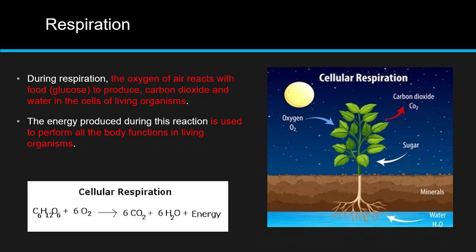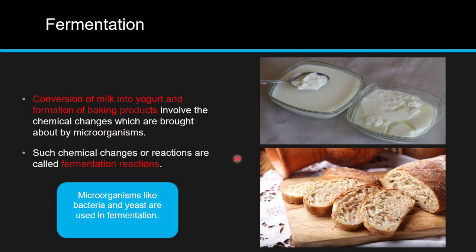Now we are going to discuss another application of chemical reaction, that is fermentation. So students, fermentation is a kind of new chemical reaction for you all. It is a very old process that has been used for centuries, and people use this process to produce different dairy products. Conversion of milk into yogurt, as you have seen in your daily life, and formation of baking products that you eat. They both involve the chemical changes which are brought about by microorganisms.